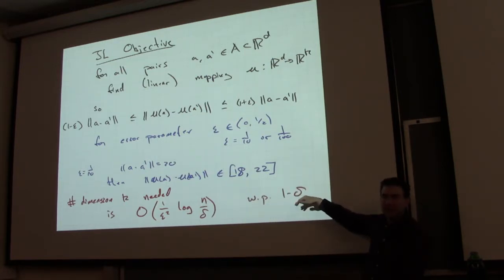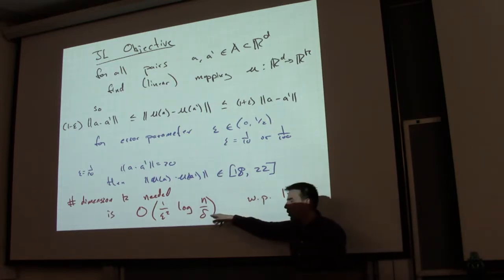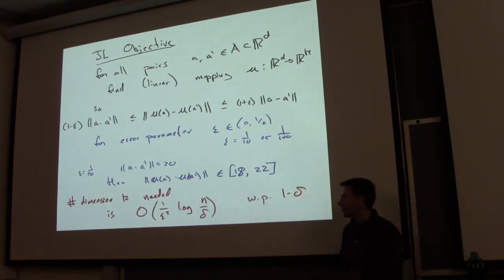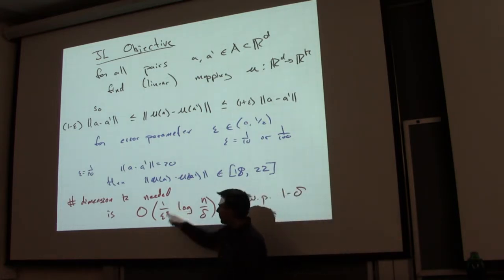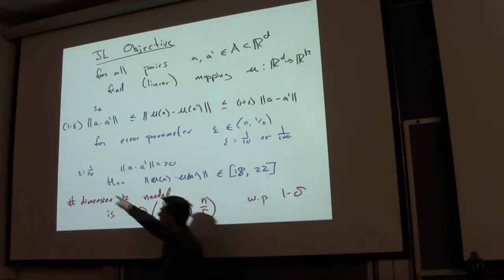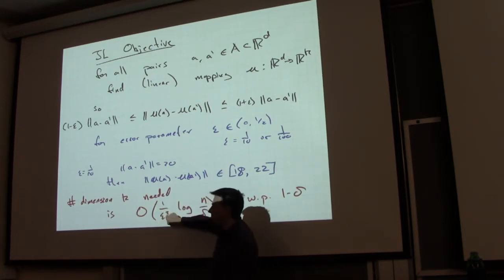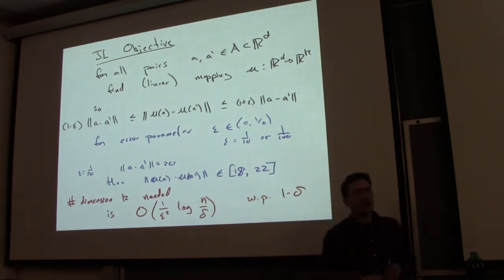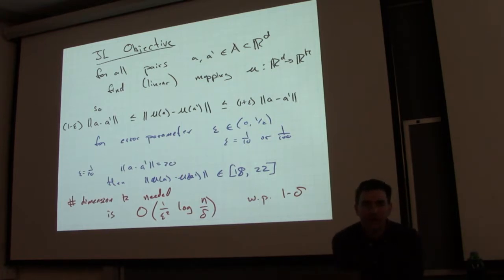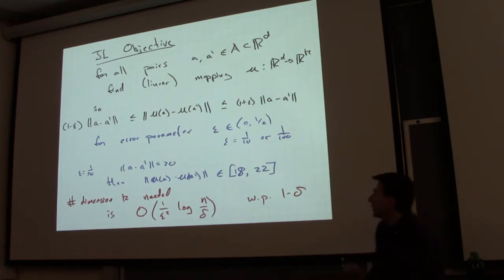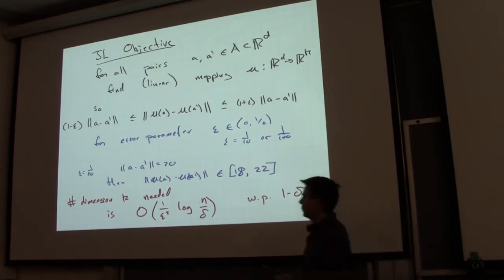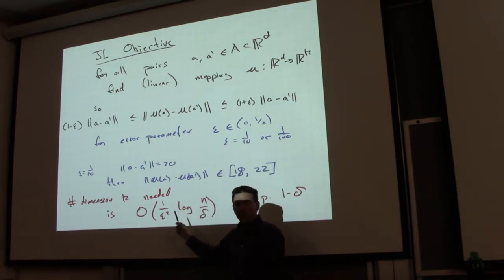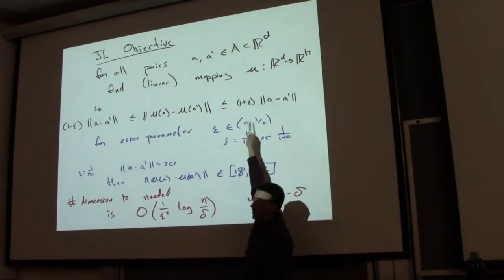Think of setting this to be something like 1% probability of failure, since it's inside of a log. It's 1 over epsilon squared, so if epsilon is 1/10, then this becomes roughly 100. And then log of n, so log of the number of points. This does not depend on the original dimension of the data. It doesn't matter how large the original dimension of the data was. I can always project down to roughly this many dimensions and get this error guarantee up here.